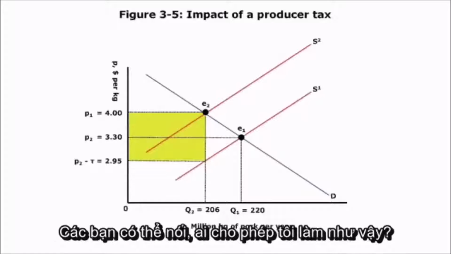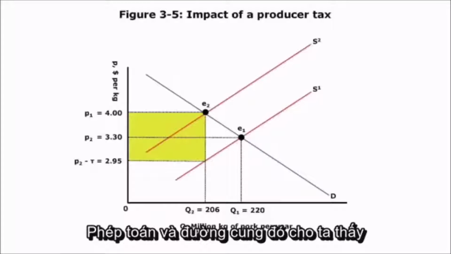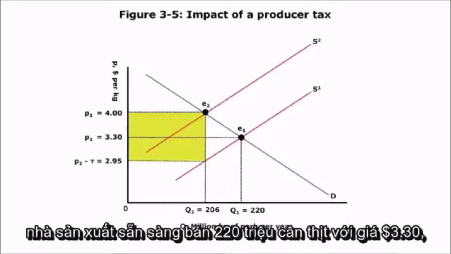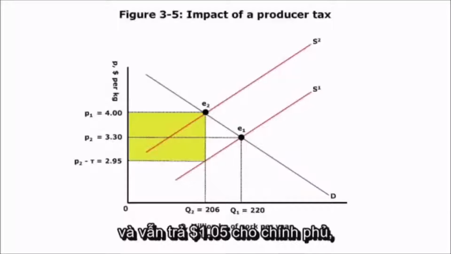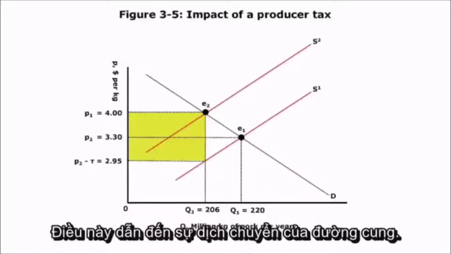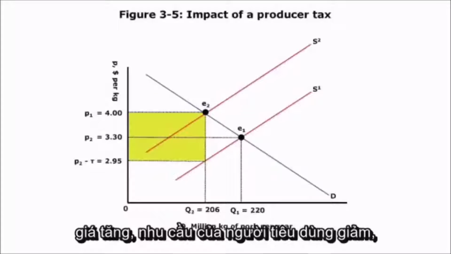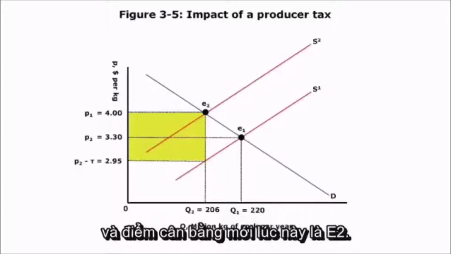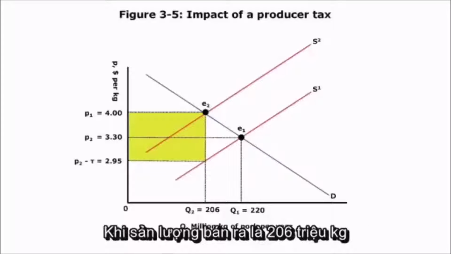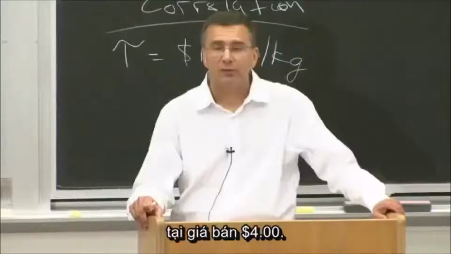Now you might say, what gives you the right to get that? And it's not about rights, it's about what producers are willing to do. That same supply curve that tells us they're willing to sell 220 million kilograms at $3.30 says if you want them to keep selling 220 million kilograms but also pay $1.05 to the government, they're going to have to get $4.35 a kilogram. So that's a supply shift, and with the same reaction we saw last time with the drought, the price goes up, consumers demand less, and you reach a new equilibrium at E2, where you sell 206 million kilograms for a price of $4.